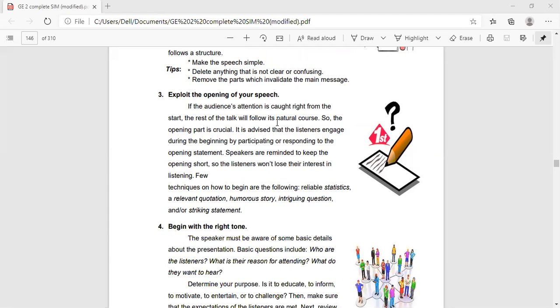A few techniques on how to begin are the following. We can use reliable statistics, a relevant quotation, a humorous story, an intriguing question, or a striking statement. These are what we call the hook, right? For example, according to the national survey done, 85% of people are like this. That is how you start your talk, right? You will wonder, huh, really? Especially if the statistics are unexpected.